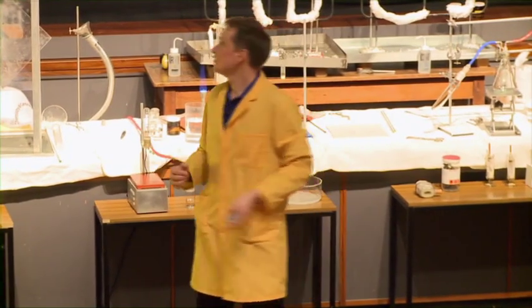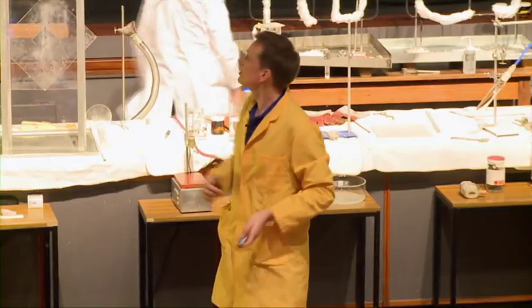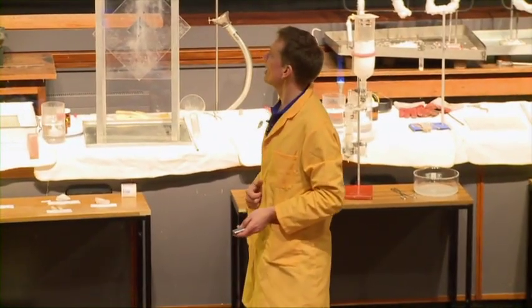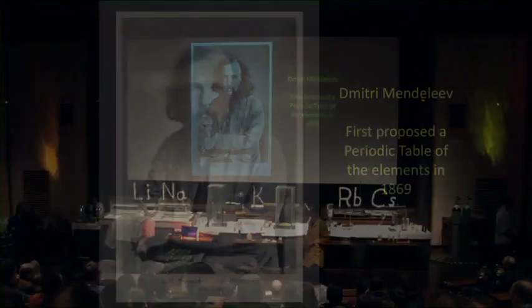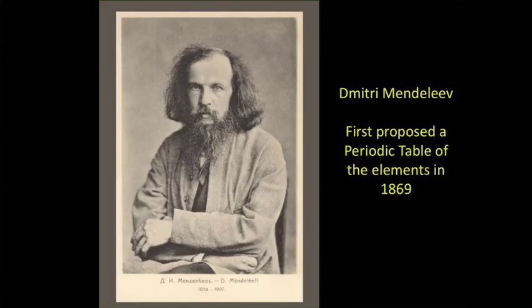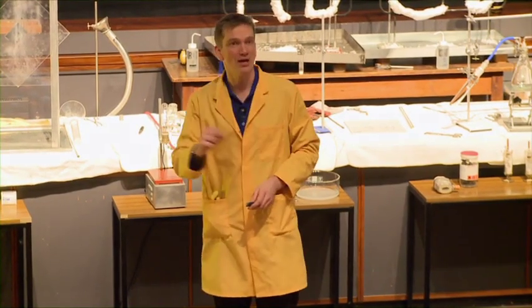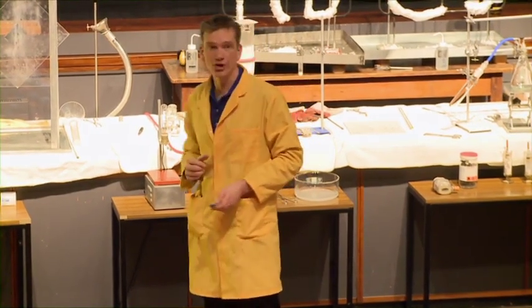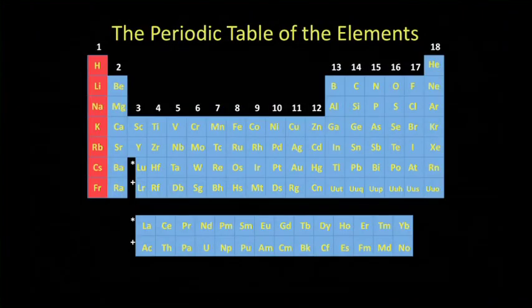How can we make sense of all these elements? Well, the first person that actually made some sense of the different elements was this chap, Dmitry Mendeleev, a Russian. And he first proposed the periodic table of the elements. This is our starting point for today. We're going to be looking at one family of elements within the periodic table, or a group. We're going to be looking at group 1. This is the red group coloured here: maybe hydrogen at the start, then lithium, sodium, potassium, rubidium, and cesium.